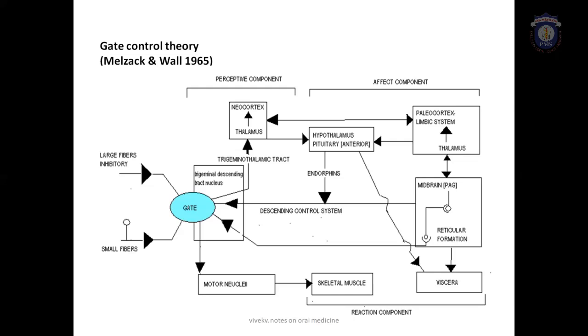This theory is successful enough to explain the visceral changes that happen when there is a painful stimulus. So this particular picture explains the gate control theory of Melzack. This is a picture that I had made, so it is not available in most of the textbooks. A different version of this may be available in the textbook. You can take a note of this particular gate control theory of Melzack and Wall.